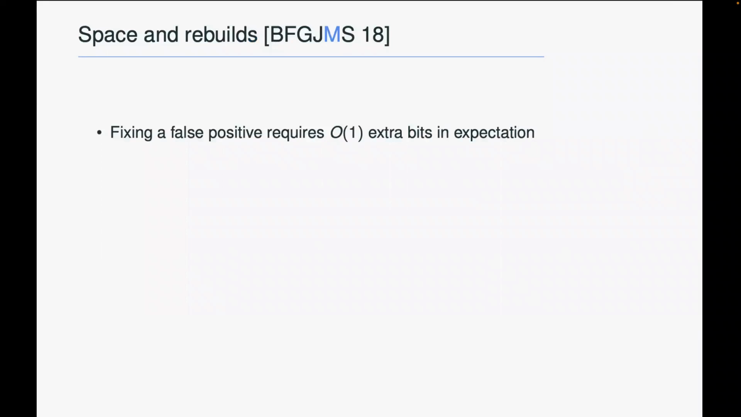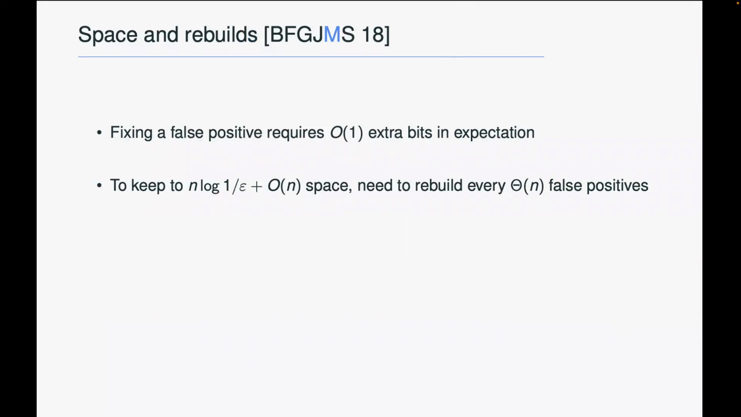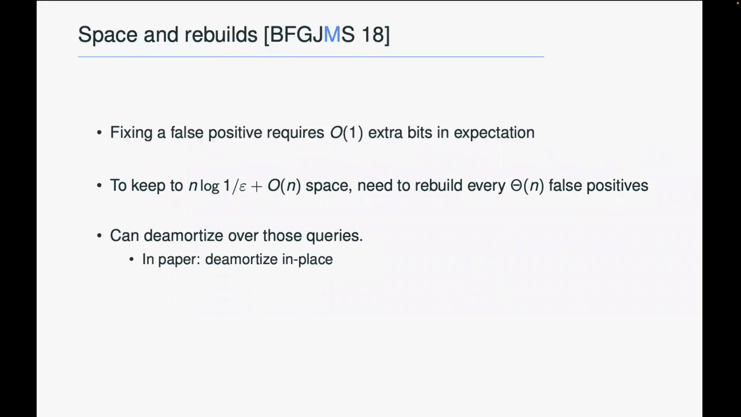All right, so space. Every false positive I fix requires a constant number of bits in expectation. So if I want n log 1 over epsilon plus order n space, I need to rebuild every theta n false positives. You can just rebuild every n queries. That'll work perfectly fine. You can also de-amortize. In particular, there's a way, and this is part of what we do in the paper, you can de-amortize in place without using any extra space and without affecting any of your other bounds. So you can think about it as every n false positives, we just throw everything out and rebuild, or you can de-amortize it if you care about worst case systems.